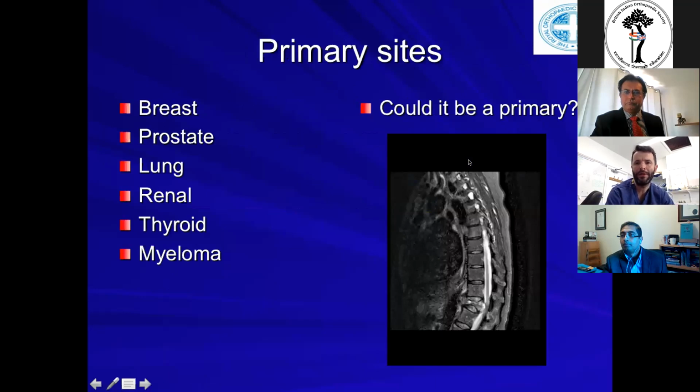So where are the primary sites coming from? Again, your opening gambit has to be clear in answering that question in the exam. The primary sites are typically breast, prostate, lung, renal, thyroid, and myeloma. But how are you going to remember that? Well, the rule of 2: there are 2 breasts, 2 lobes to the thyroid, 2 lungs, 2 lobes to the prostate, 2 kidneys. And then obviously you've got your other ones like myeloma.